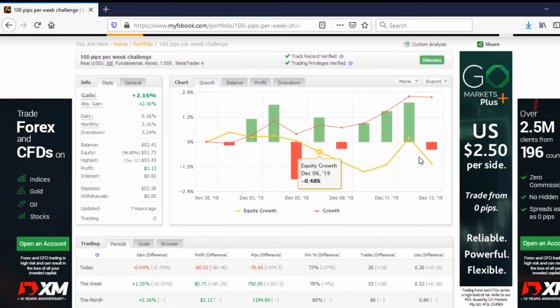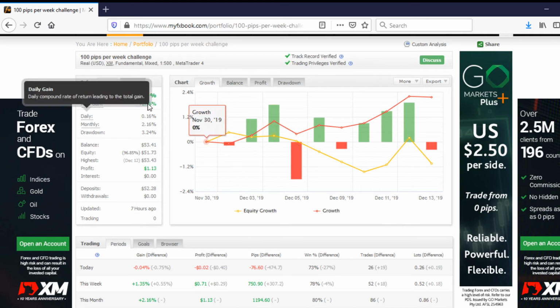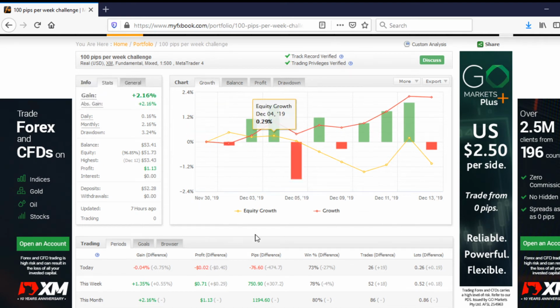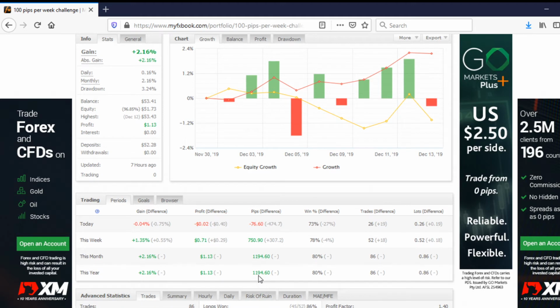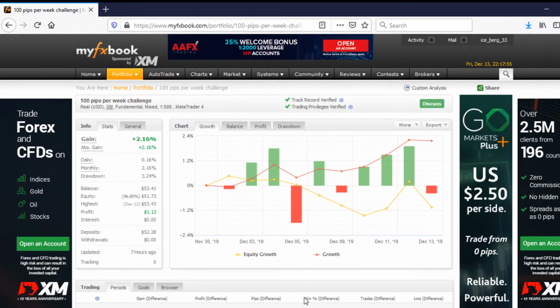This is here on my FX Book. You can find a link as well to MQL. On MQL, the stats and the layout will be different, but the gain will be the same, plus 2.16% on the second week. So we're chugging along. In terms of pip count, we're way past the 100 pip per week challenge that the channel is all about. We're way ahead.